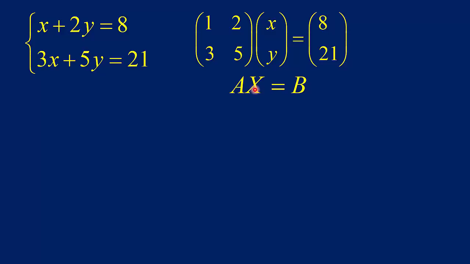Now, think about this. If A has an inverse, we could do this. We could multiply this side by its inverse and this side by its inverse. In other words, I could multiply both sides by A inverse. It's sort of like if we have 2x equals 6, well, multiply both sides by 1/2.